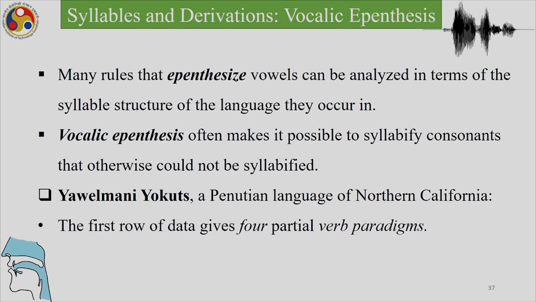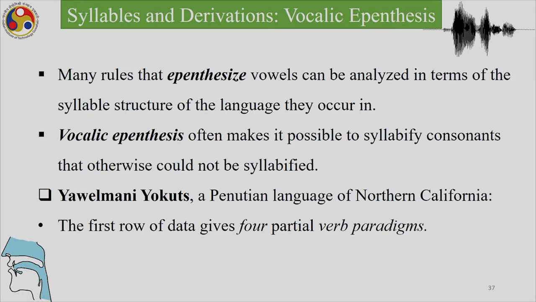The first row of data gives four partial verb paradigms. Yawelmeni Yokuts is a very important language for understanding how a couple of different processes are actually trying to achieve a certain type of syllable. So there are a couple of rules, vocalic epenthesis and syllabification, which would not be easy to understand if we did not have the idea of syllabification in that language.